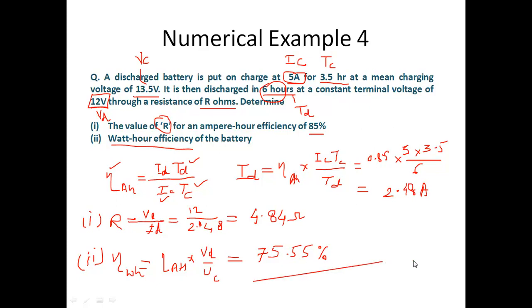So this was all in efficiency of batteries and its calculations. You practice these questions, and most probably the questions asked in the semester exam will be somewhat like this. Maybe the values will be different, but the pattern should be the same. All you have to remember is the formula.